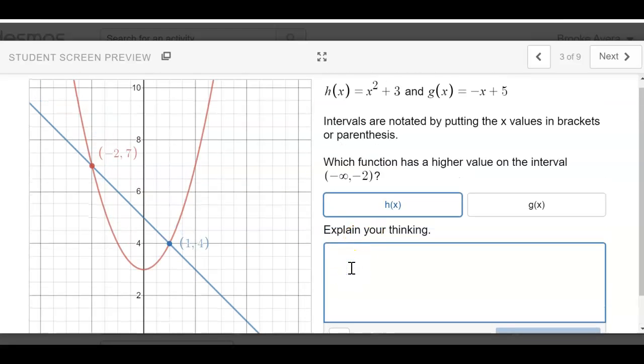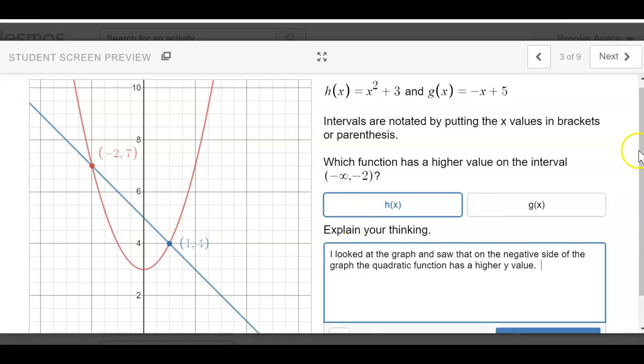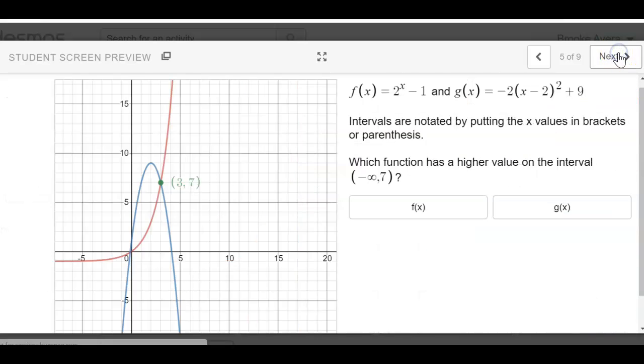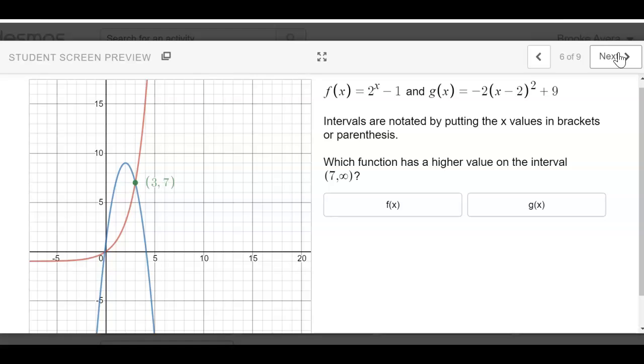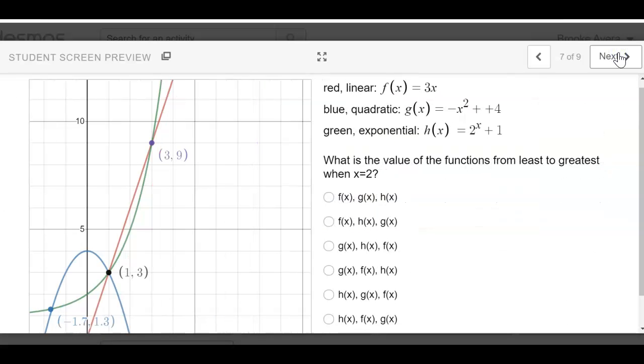And for explaining my thinking, I could just say I looked at the graph and saw that on the negative side of the graph, the quadratic function has a higher y value. And that's all that I'm looking for here. That's basically how all of these are going to be. They're asking me which one is higher in different pieces.